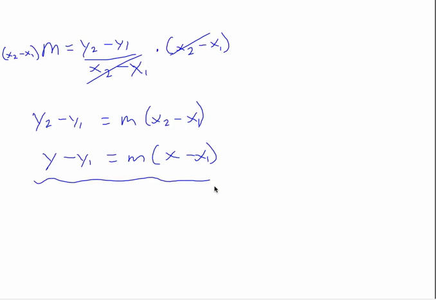So the point-slope form basically comes from the slope formula. And we're going to use this. This is sometimes a lot easier to use than slope-intercept form when we're finding the equation of a line, especially if we're given the point and the slope of a line. Then we can just use this formula straight away. So we're going to see how we use this right now.